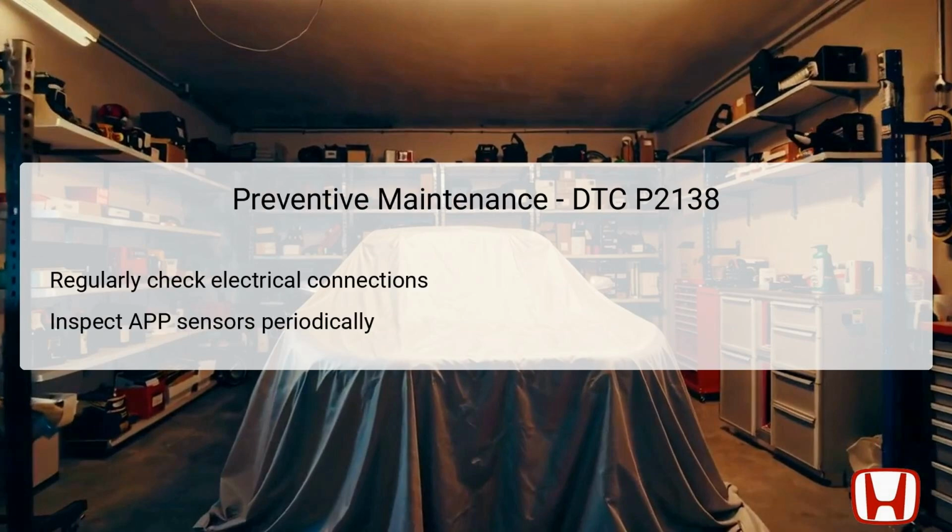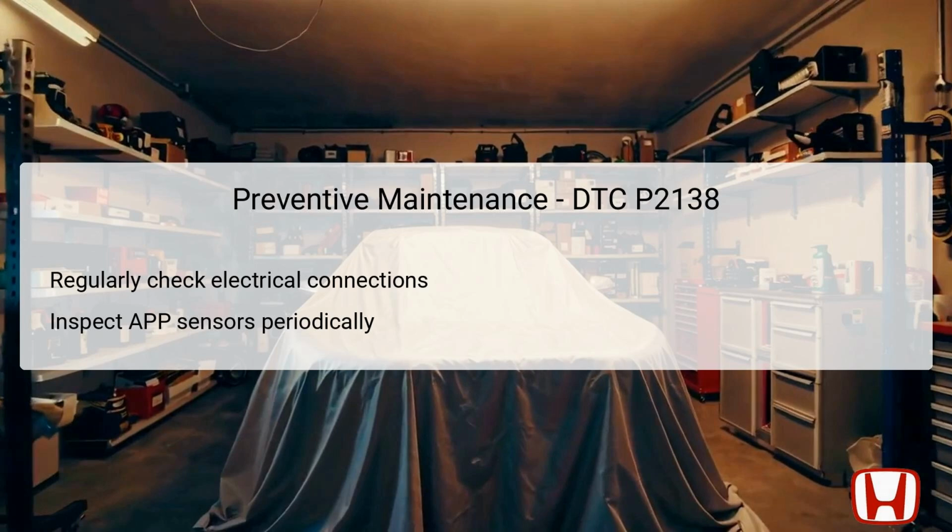Preventive maintenance is essential in avoiding potential problems like DTC P2138 in the future. Regular checks of electrical connections associated with the APP sensors can help mitigate issues resulting from loose or corroded terminals. Routine inspections of the APP sensors themselves are also recommended, as they can wear out over time due to exposure to elements and constant use.